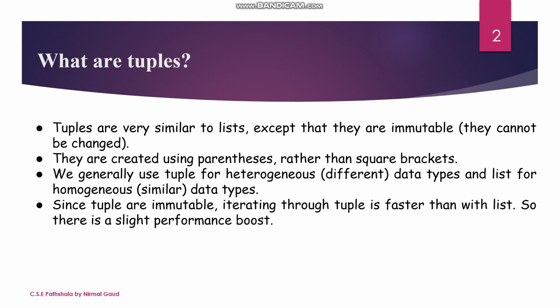What are tuples? Tuples are very similar to lists except that they are immutable, they cannot be changed, whereas lists are mutable. They are created using parentheses rather than square brackets. We generally use tuples for heterogeneous data types and lists for homogeneous data types. Since tuples are immutable, iterating through a tuple is faster than a list. So there is a slight performance boost.